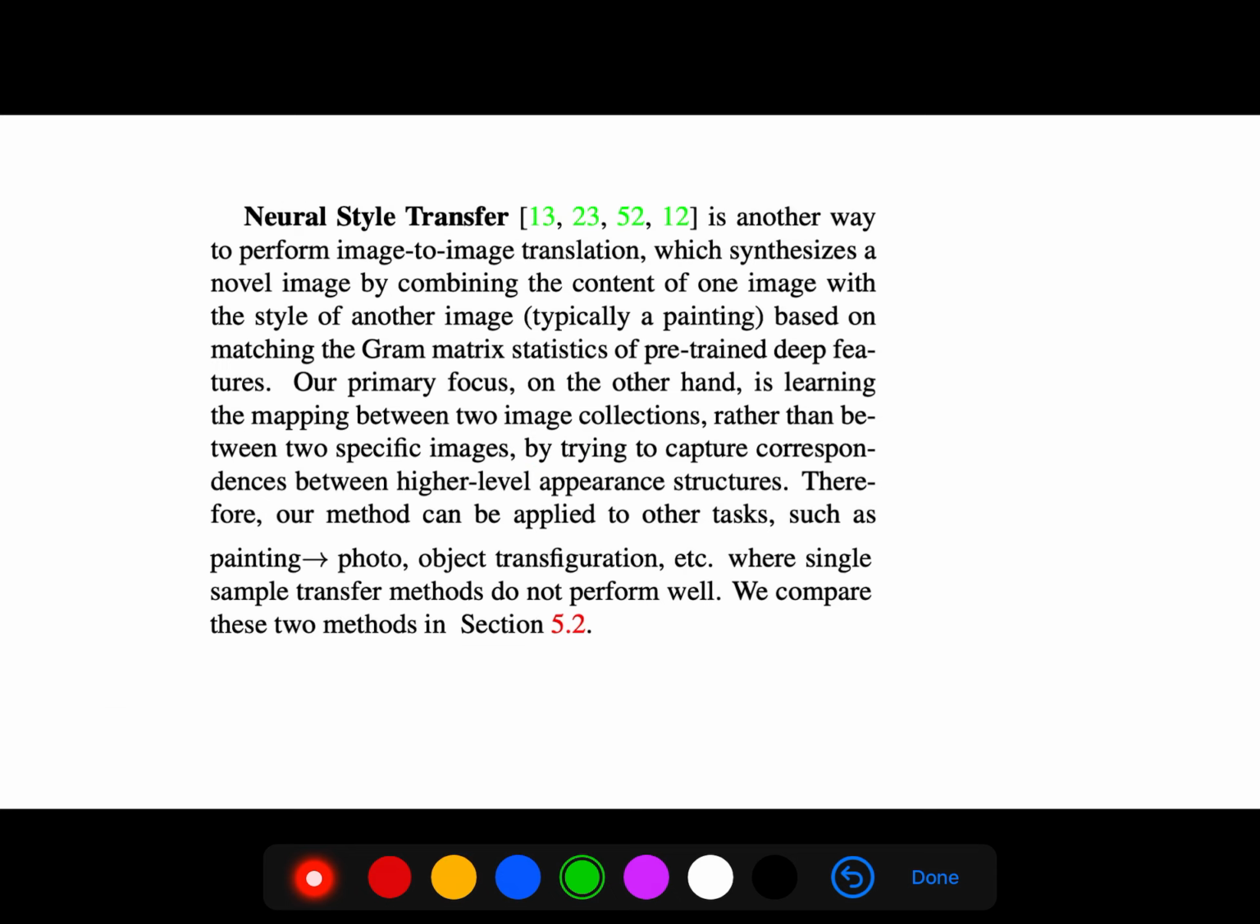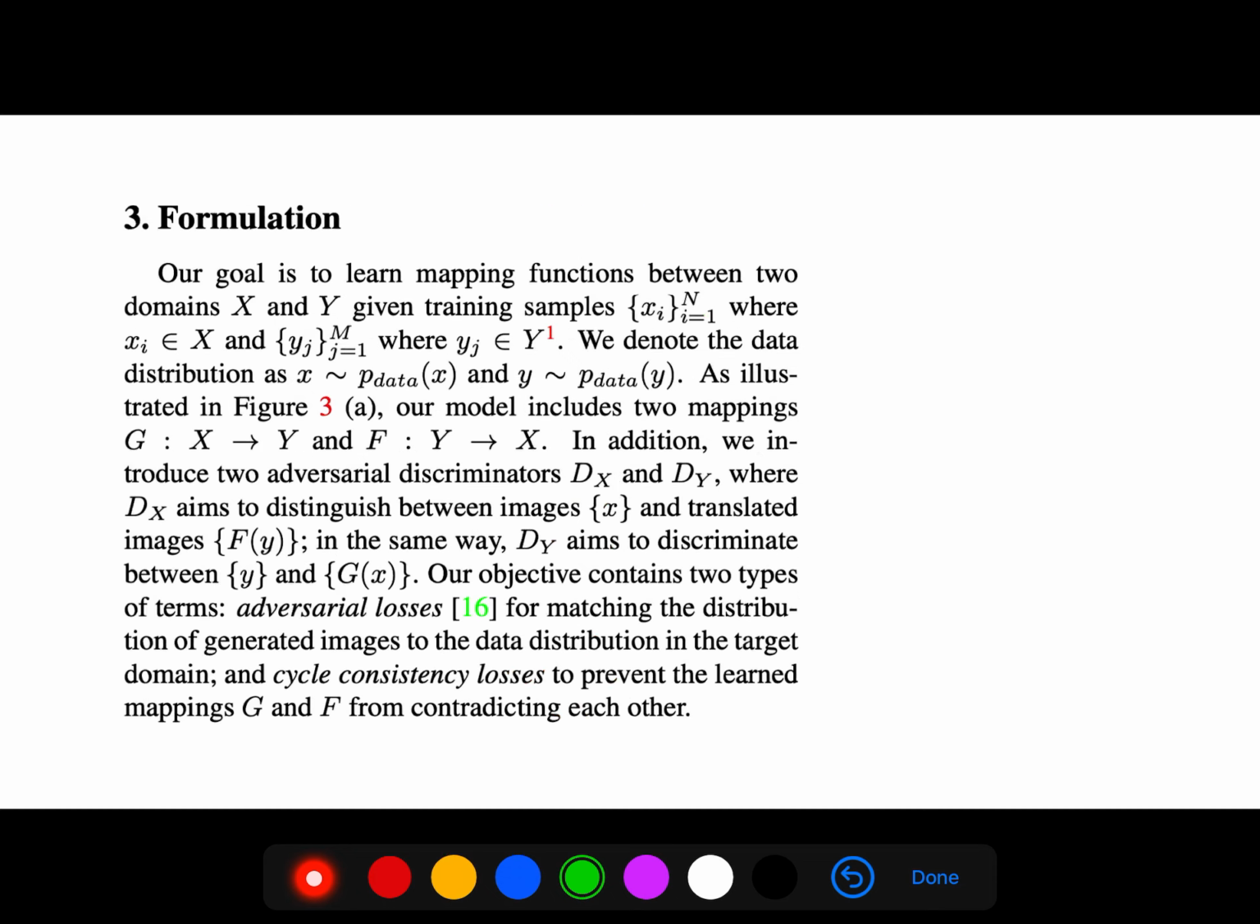So neural style transfer is another way to perform image-to-image translation. These are related works, which synthesize a novel image by combining the content of one image with the style of another image. So our goal is to learn mapping functions between the two domains, X and Y. Our model includes two mappings, as I said, F and G, and we have two discriminators as well. D sub X is the discriminator for X to distinguish between X and the translated images. In the same way we have a discriminator D sub Y, which aims to discriminate between Y and G of X.